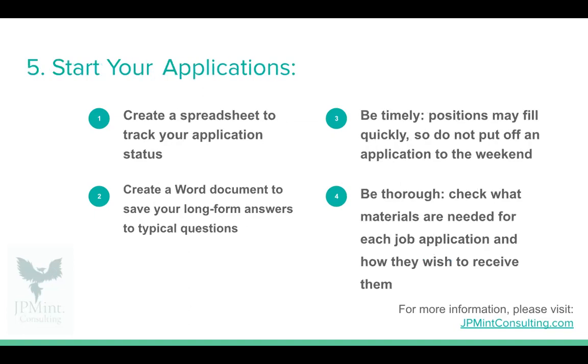So step number 5 is to start your applications. The first thing I always do is create a spreadsheet to track my application status. I want to have different columns: the date that I've applied, the name of the school, the country, and any other pertinent information that I might know at that time, the position, for example, the curriculum they might use, and if they have a pay scale that's visible, then I might put that down. And as I say, student population, local, international, for profit, not for profit. This is a great place to just track all information that you have about a school.